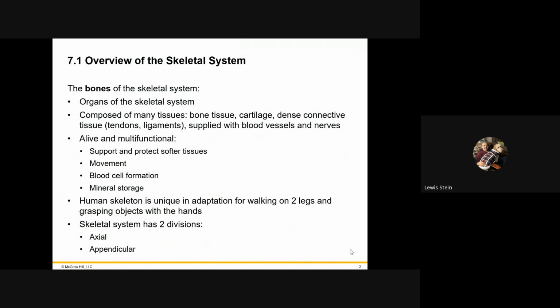Movement. Effectively, muscles create the movement, but for the muscles to actually make us move around, we have to have something for them to attach to in order to create that motion, and obviously that's the bone.